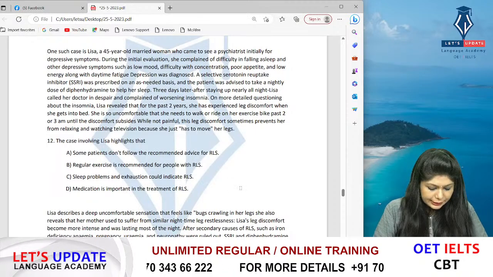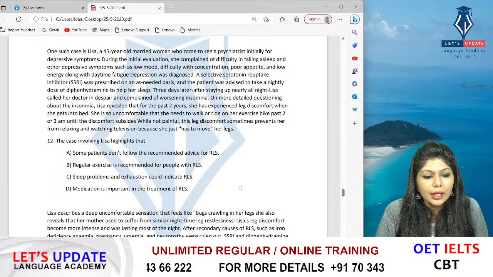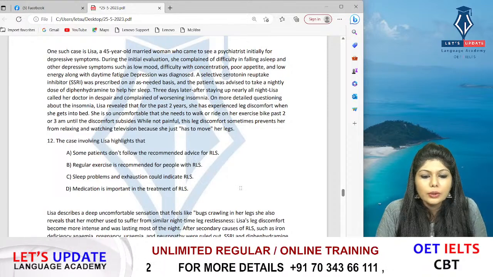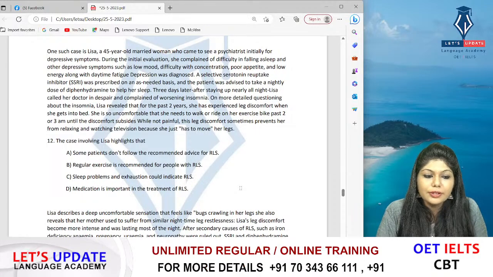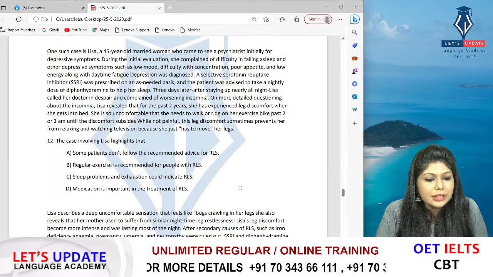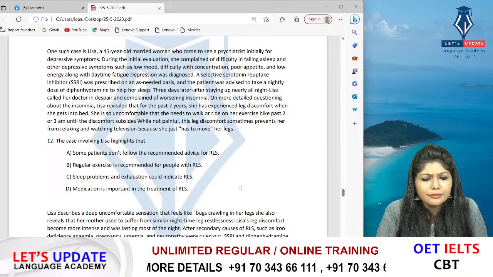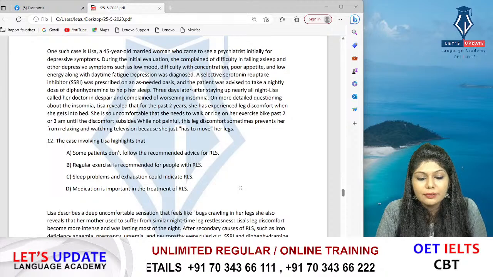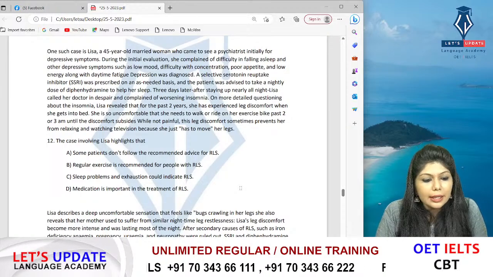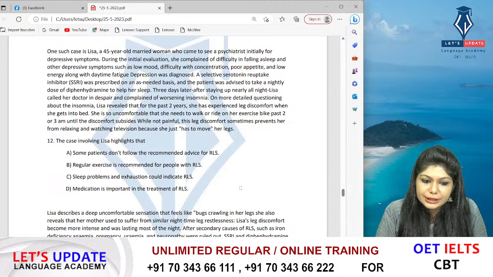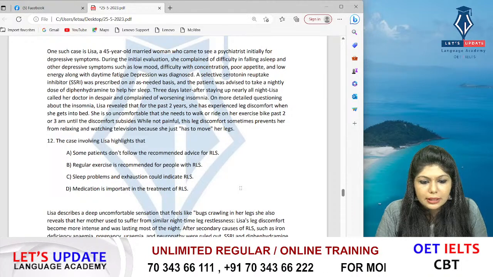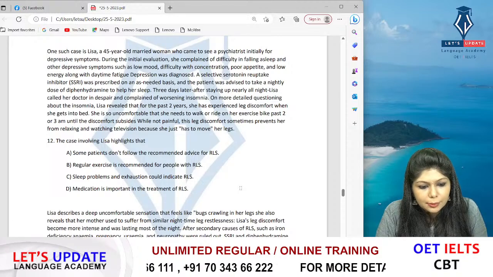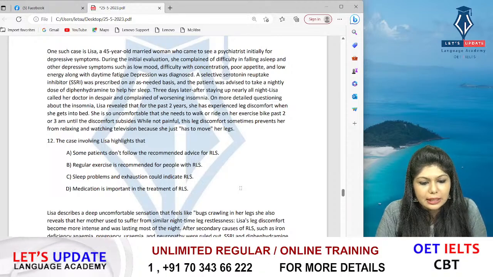So I'm going to read this paragraph. One such case is Lisa, a 45-year-old married woman who came to see a psychiatrist initially for depressive symptoms. During the initial evaluation, she complained of difficulty in falling asleep and other depressive symptoms such as low mood, difficulty with concentration, poor appetite, and low energy, along with daytime fatigue. Depression was diagnosed.